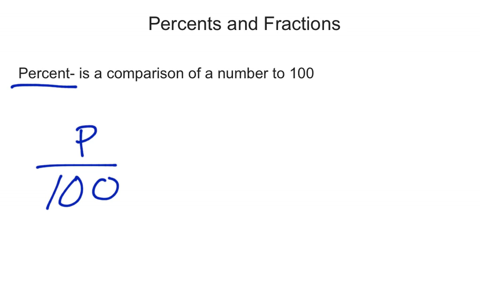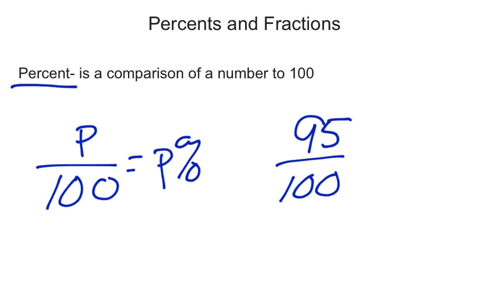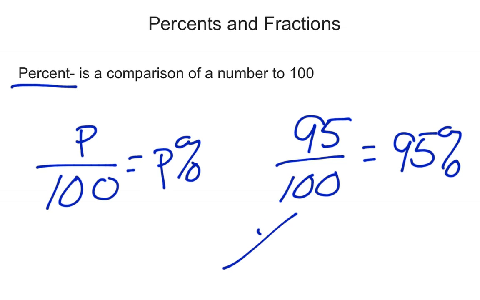So some number over 100, and then if you have a number over 100, it's simply whatever that number is, we can change it into a percent. So for example, if I have the fraction 95 over 100, because 95 is being compared to 100, then I can change it into 95%. So our goal is, when we're given a number, can we change it into something over 100? Once we get it into this form where it is over 100, then we'll have our percent. So that's goal number one today.